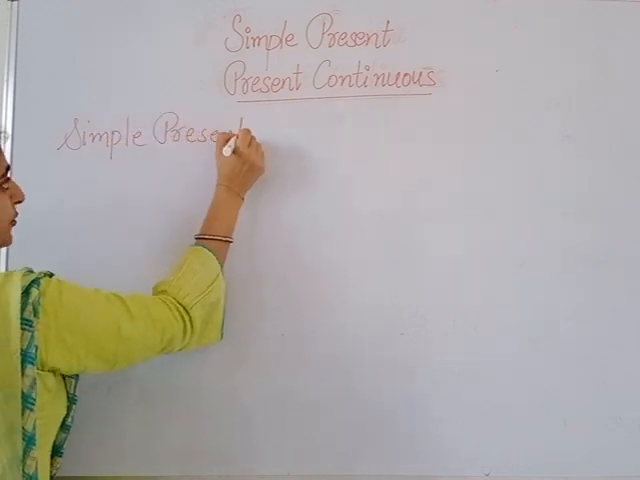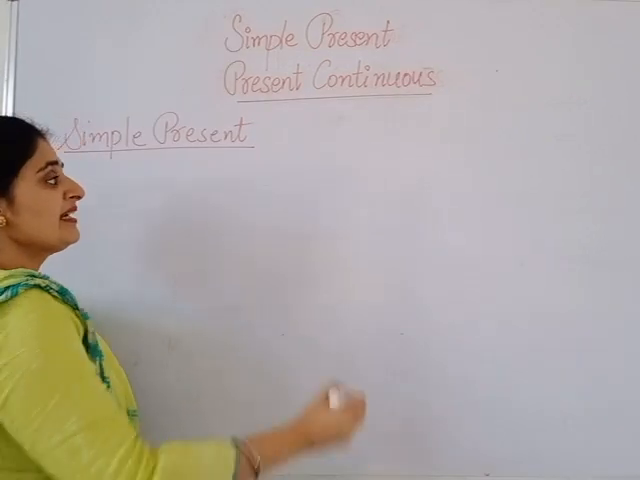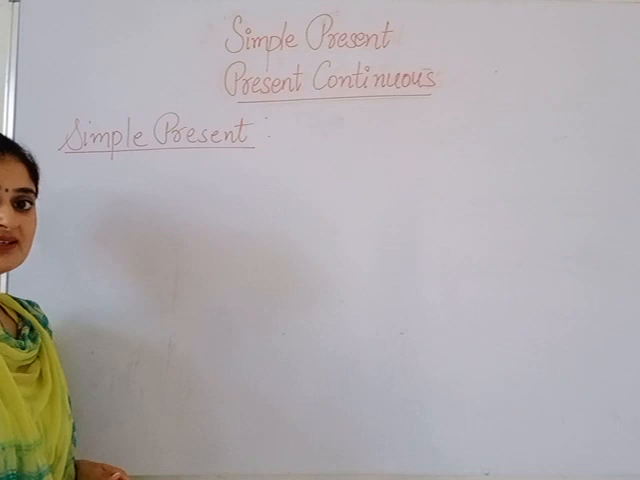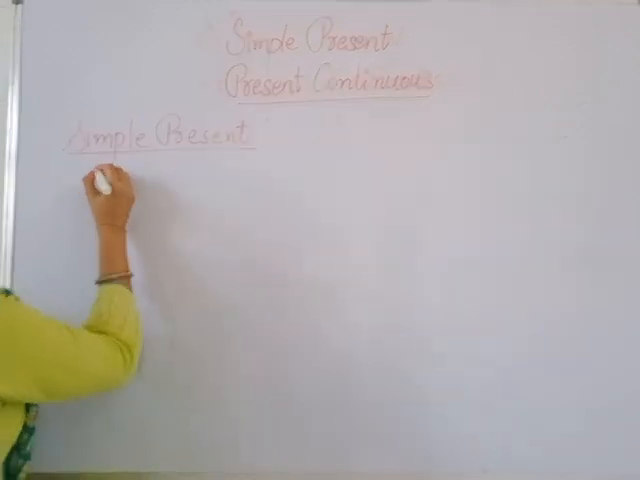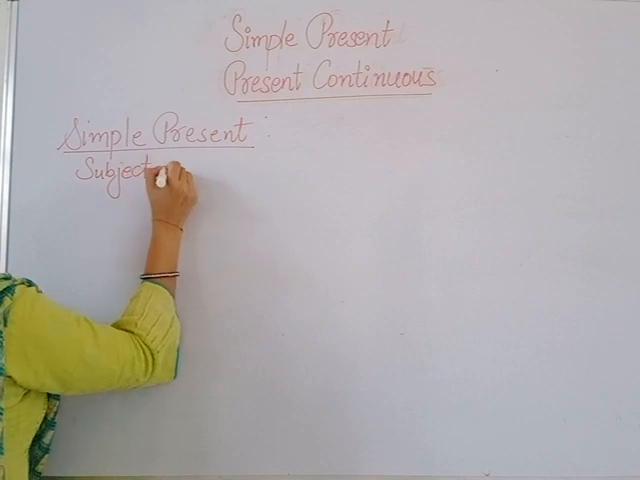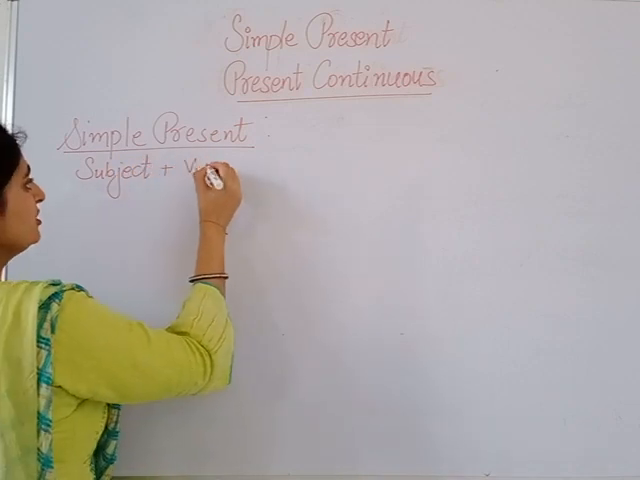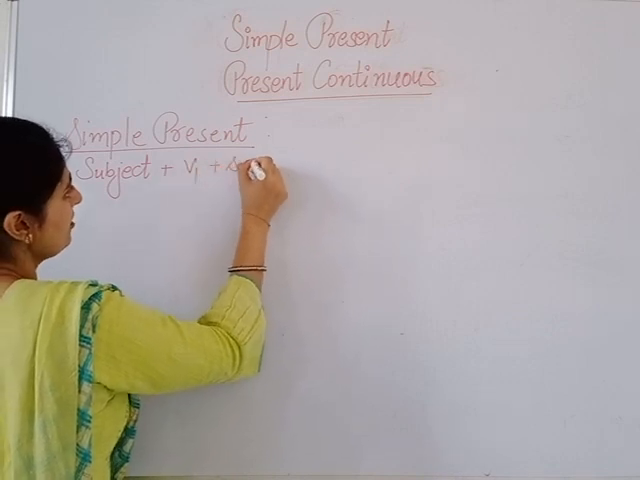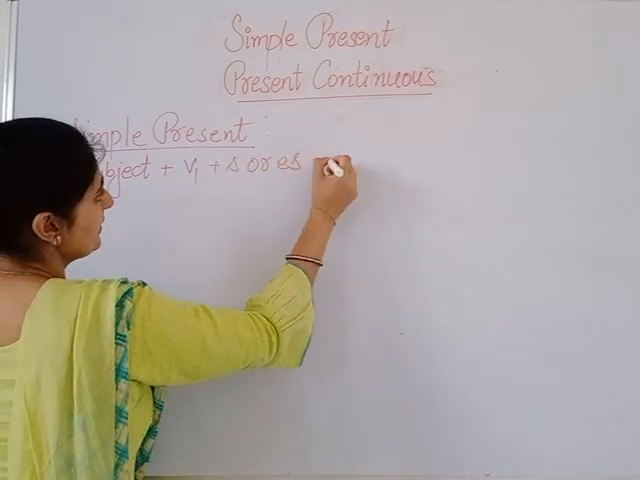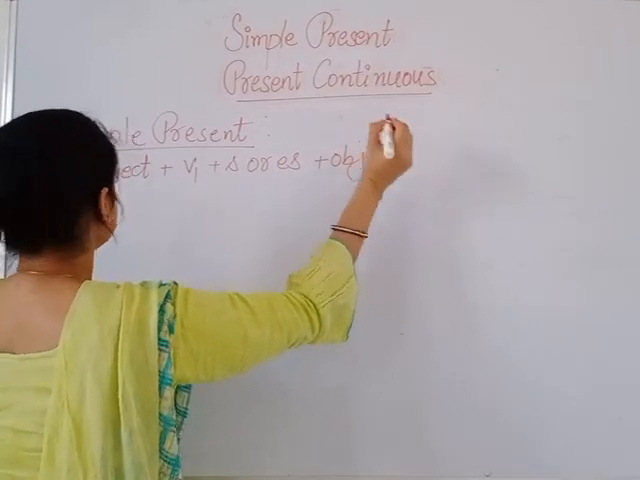It is also known as present indefinite tense. Okay students, if we talk about its structure, what is the structure of simple present? It is subject plus first form, also known as the present form of the verb, plus s or es, plus object. Let us take an example.